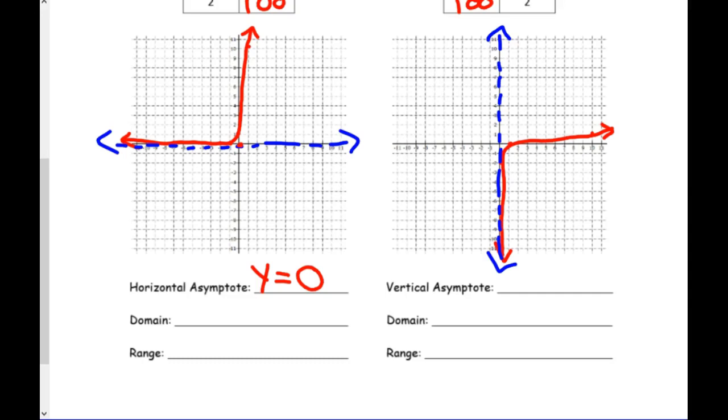So, domain and range. Now you can see that this goes to the left forever right here. The question is, does it go to the right forever? And I'm telling you it does. Okay, it's exponentially going up by powers of 10 forever to the right. So domain from left to right is negative to positive infinity.